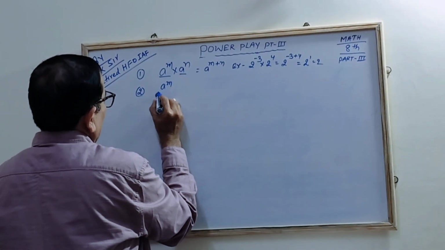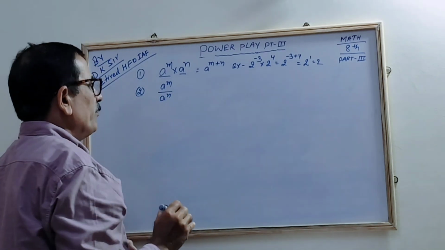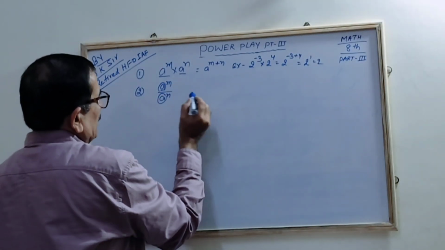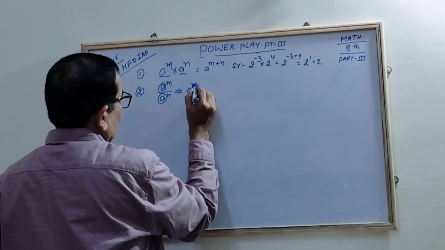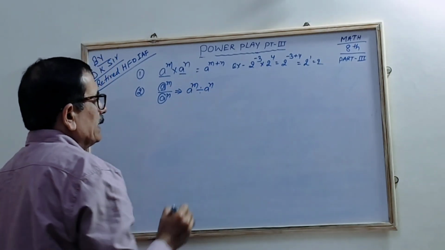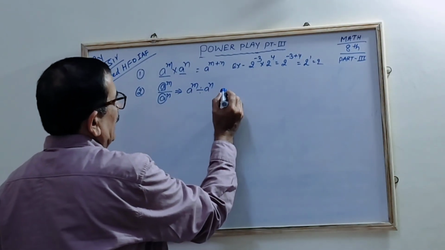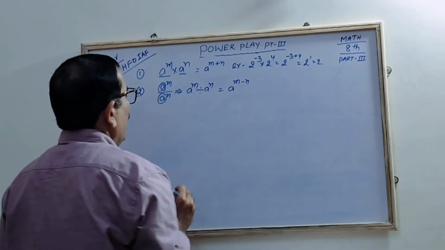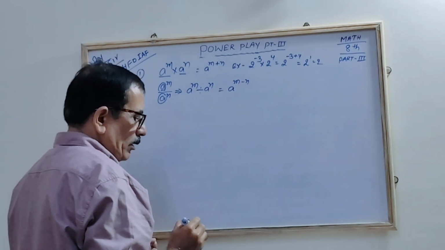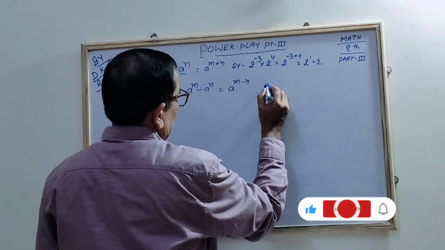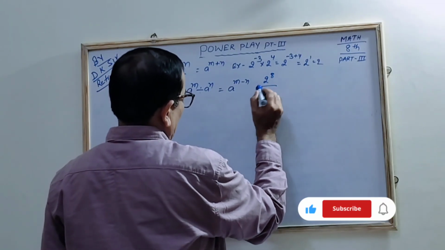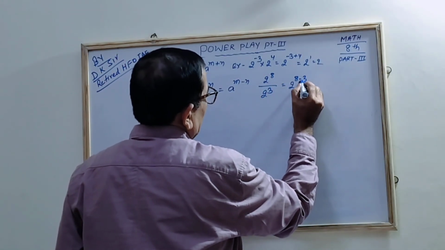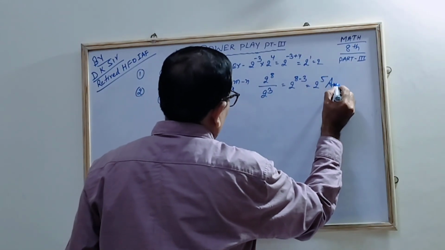The second is a to the power m by a to the power n, correct? Meaning when we find that the bases are equal and the power is different, we can write it like this also, a to the power m divided by a to the power n. If there is a division and m is greater than n, then we solve like this: a to the power m minus n. We take the common base and subtract the power. For example, 2 to the power 8 divided by 2 to the power 3, the answer will be 2 to the power 8 minus 3, which is 2 to the power 5, correct? This becomes the answer.